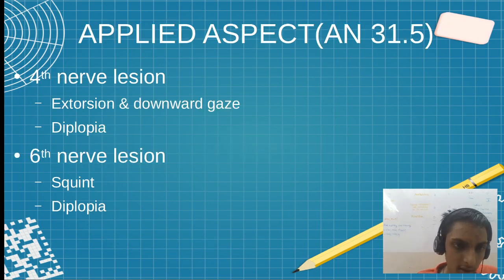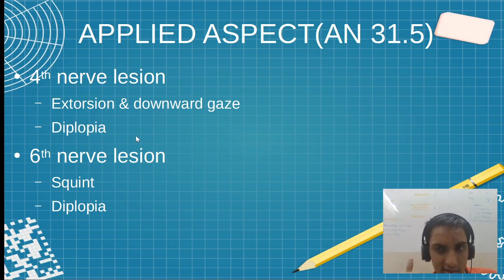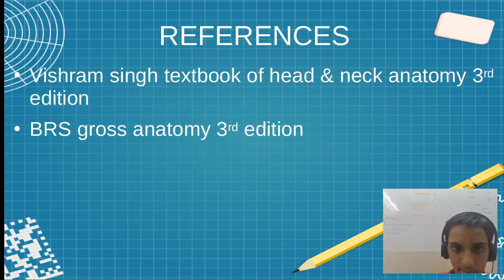I told you the squint and diplopia is common for lesions of all the three nerves. What will be the differences? We will see. For the fourth nerve, remember extorsion and downward gaze. Have we come across this downward gaze somewhere? Let me know your answer in the comment section, where you have seen this feature, downward gaze. Right. So this is the thing regarding the nerve lesions.